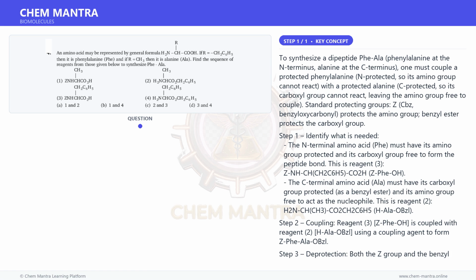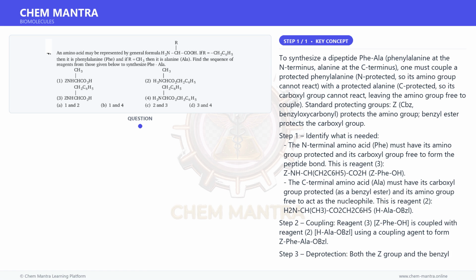Step 2. Coupling. Reagent 3, Z-Phe-OH, is coupled with reagent 2, H-Ala-OBn, using a coupling agent to form Z-Phe-Ala-OBn. Step 3. Deprotection. Both the Z group and the benzyl ester are removed simultaneously by hydrogenolysis, H2/Pd-C, to give free Phe-Ala. Step 4. Why other options fail?